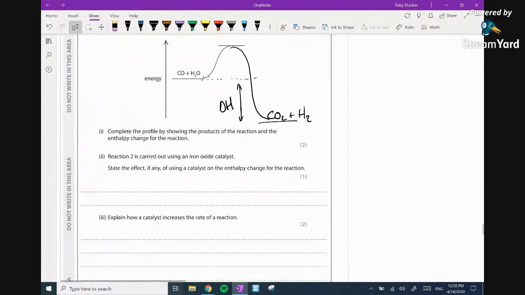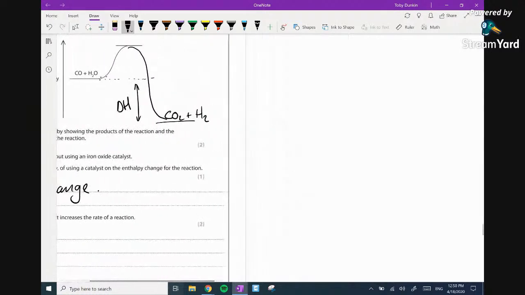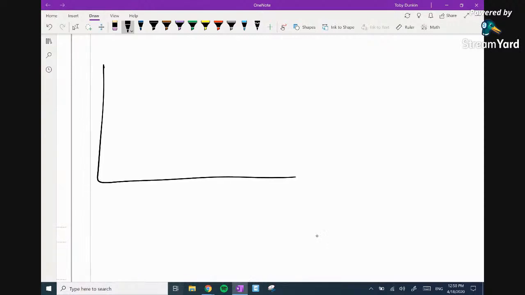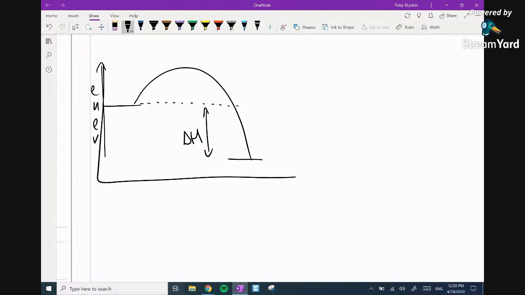The reaction 2 is carried out using an iron oxide catalyst. State the effect, if any, of the catalyst on the enthalpy change. No change. Now, just to explain why there's no change with a catalyst, it does need explaining. So here's your original line. We know that the heat energy change is that gap there, because this is energy, and this is start and end. If it starts at 5 and ends at 1, then the difference is 4. That's the activation energy. But that is the heat energy change of the reaction.